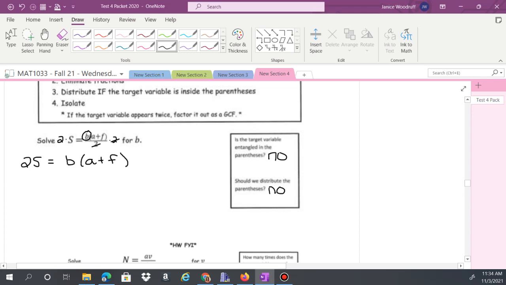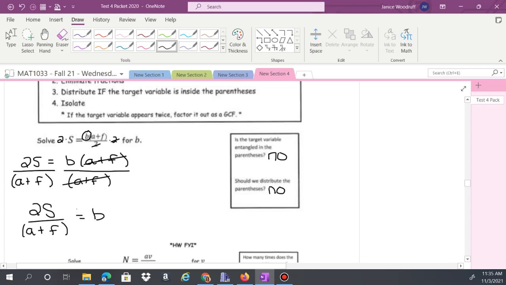This is just b times a plus f, so I do the opposite of times, and I divide. And if I divide on one side, I divide on the other. Then these cancel, and then that's it. So you have 2s over a plus f equals b. And you can leave it just like that.